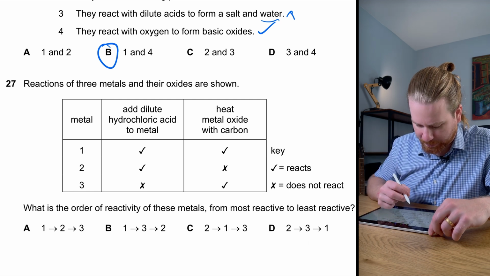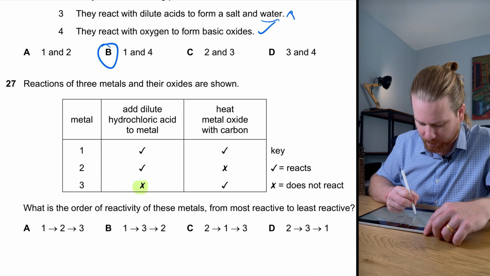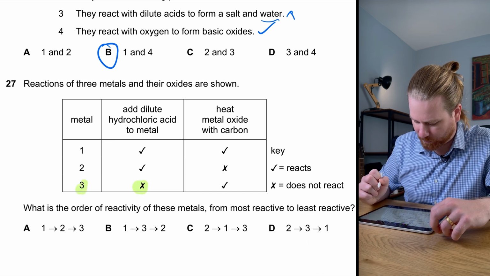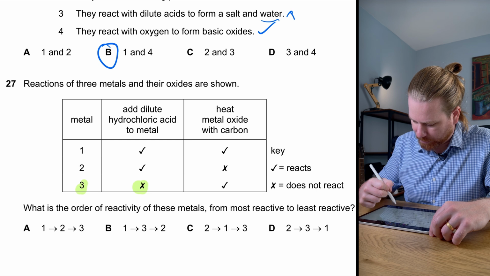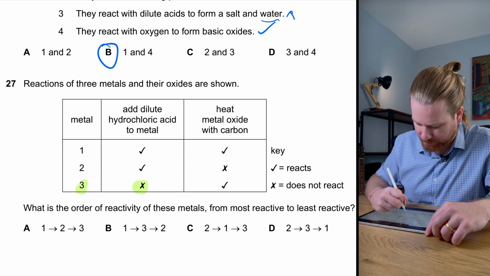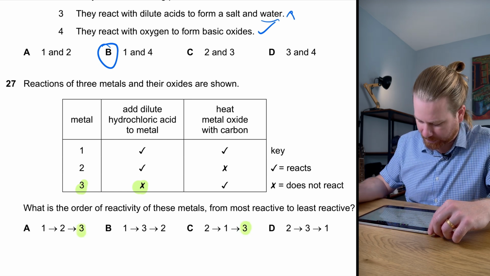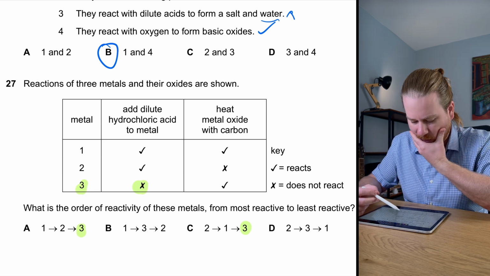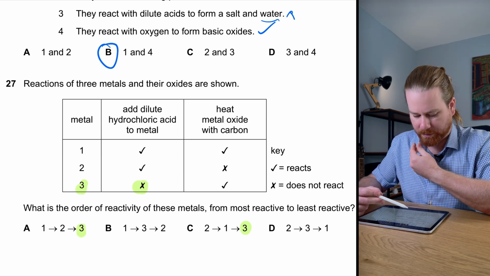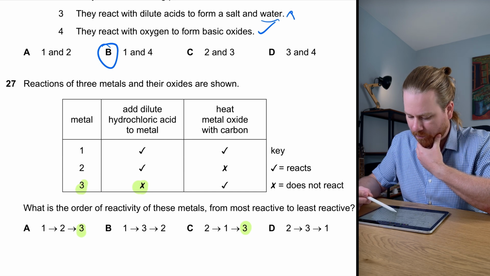So reacting with acid, we've got a no. So 3 is definitely at the bottom. So from most reactive to least reactive, we want this to be over here. So it's either A or C. Can't tell any other information from that column.